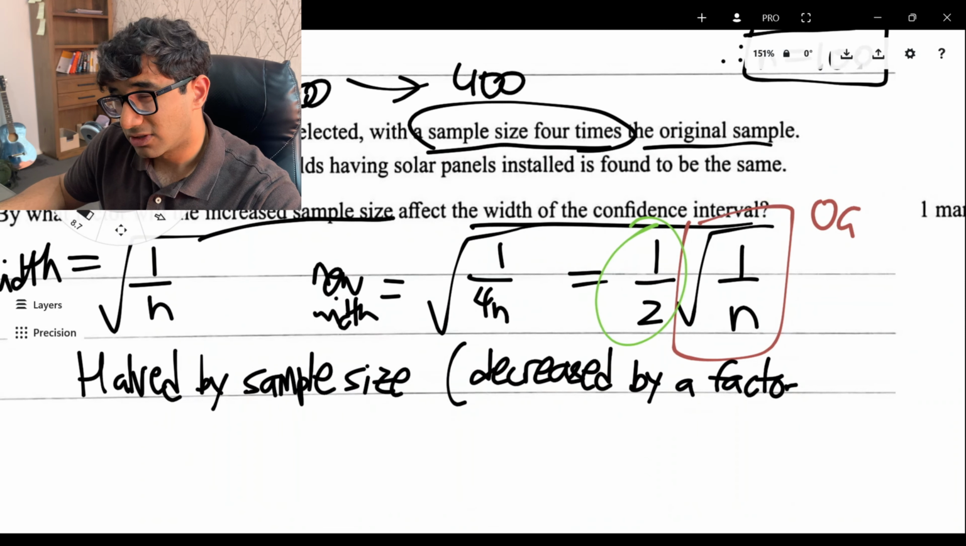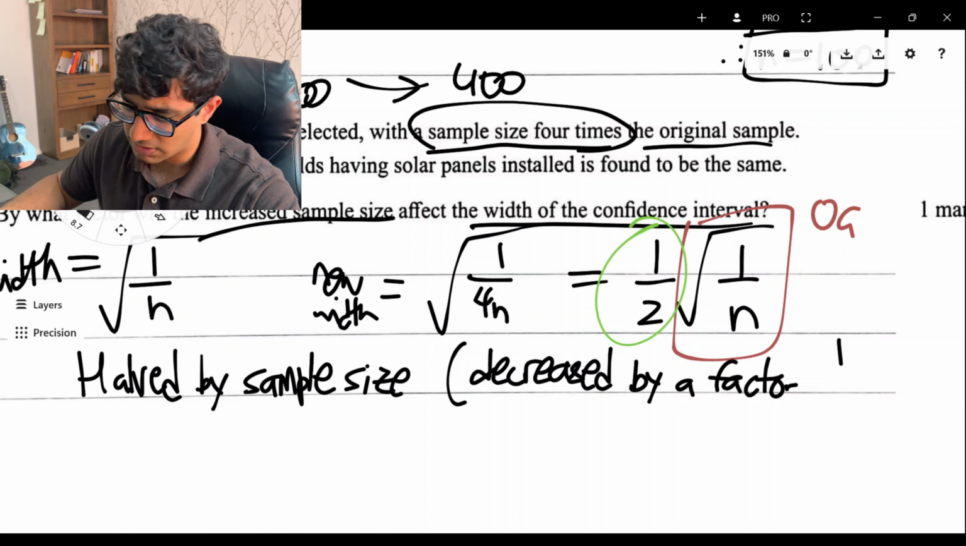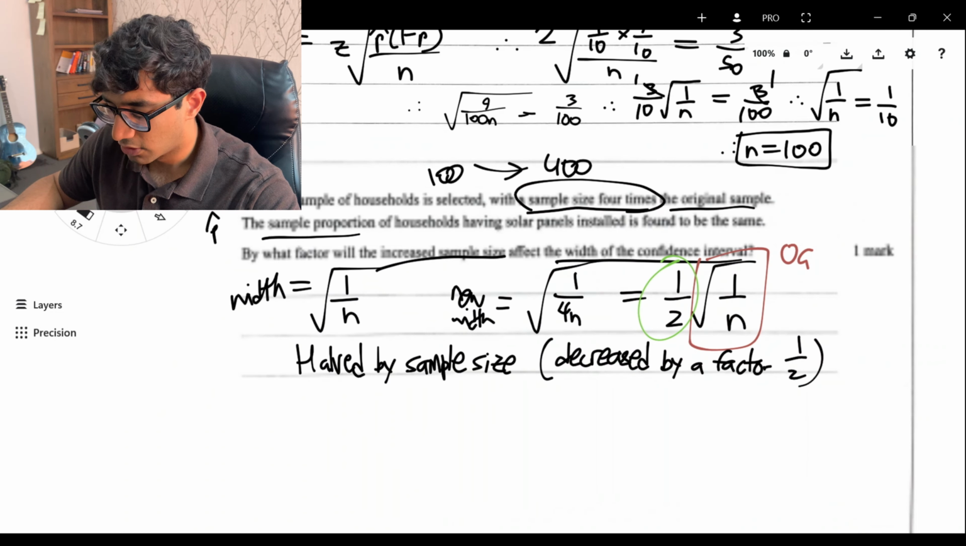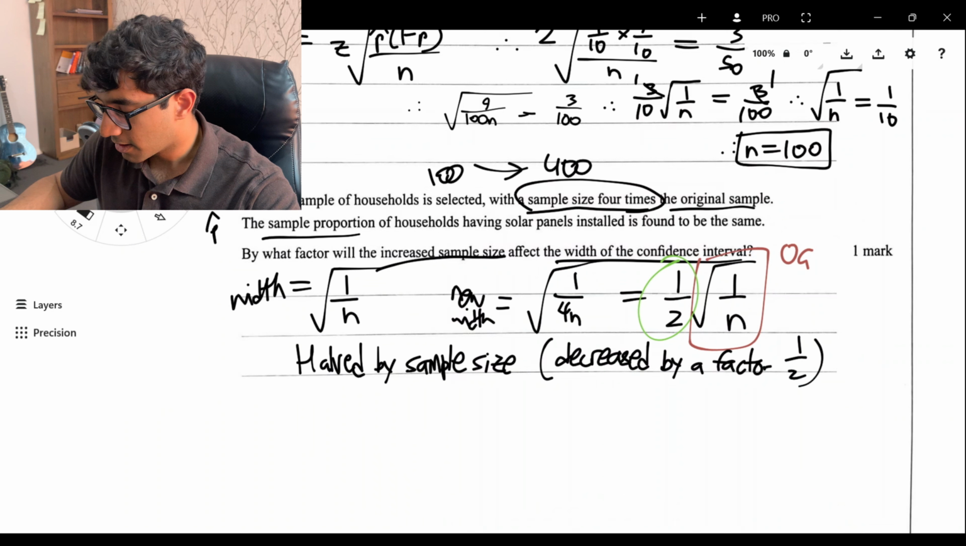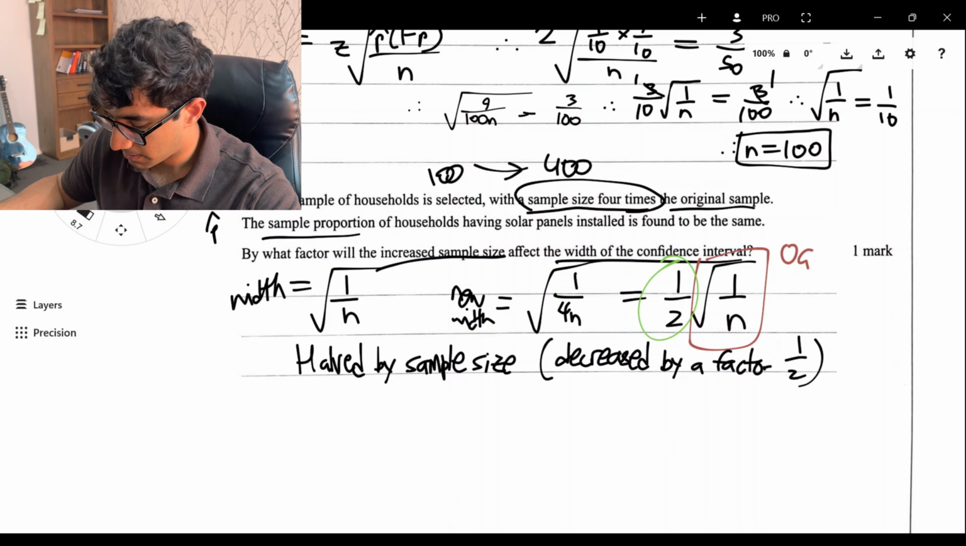Or increased by a factor, yeah, decreased by a factor of 1/2. As long as you specify that you've halved the sample size, you should be fine in this case, okay? Because then they'll understand what you're talking about, okay?